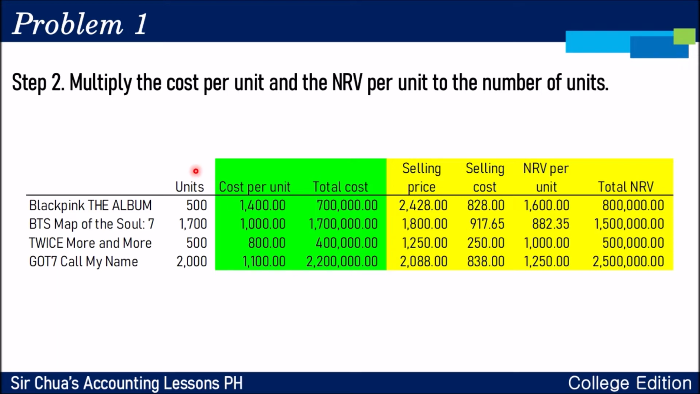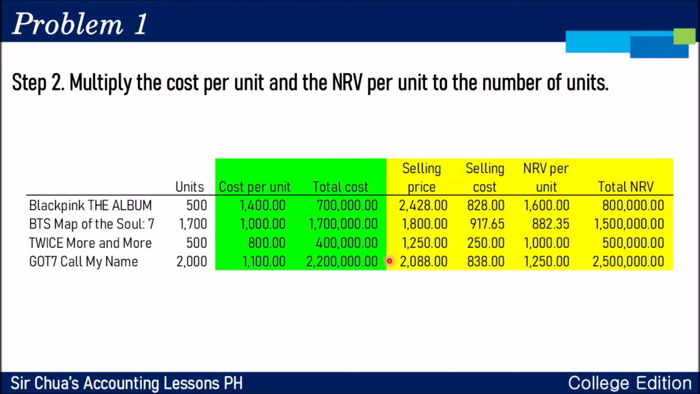Okay, so given po yung cost per unit sa inyo, you just simply multiply it to the units. So 1,400 multiplied by 500, 1,000 times 1,700, so on and so forth. Okay, so lalabas po yung total cost for Blackpink the album, 700,000. BTS Map of the Soul, 1,700,000. Twice More and More, 400,000. And GOT7 Call My Name, 2,200,000.